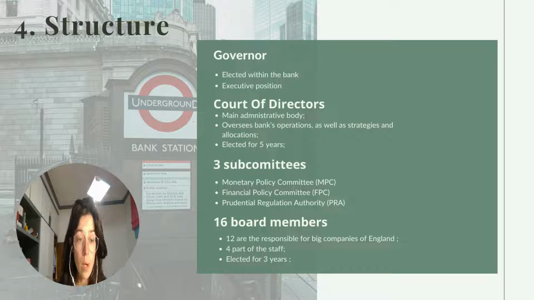They are the Monetary Policy Committee that implements monetary policies and sets the interest rates. Then we have the Financial Policy Committee that ensures the stability in the financial system. And finally, we have the Prudential Regulation Authority that regulates the financial industries. Then, lastly, we have the 16 board members, where 12 are responsible for big companies in England. 4 of them are part of the staff, and they are elected for 3 years.